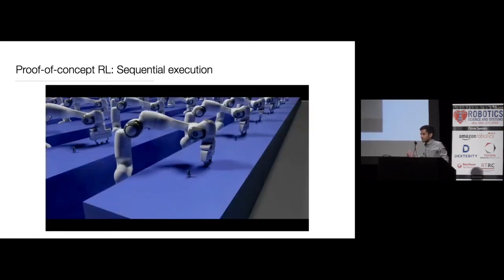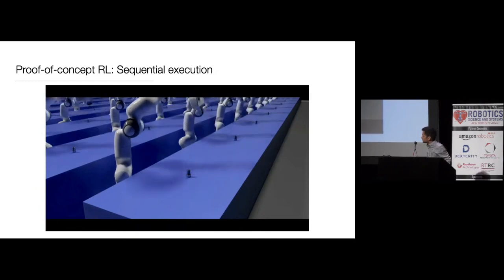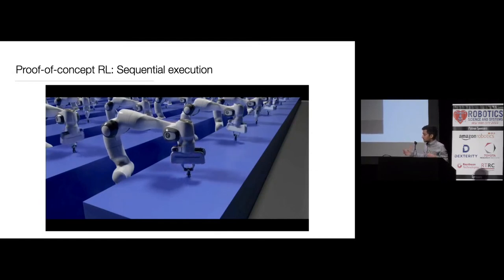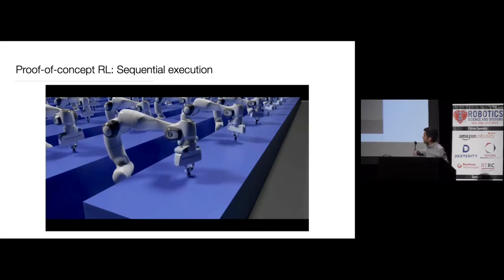We then focused on sequential execution of these sub-policies. We used a very simple policy chaining scheme whereby the output states of policy n were used to define the randomization bounds of the input states of policy n+1 during training. And we achieved successful execution of pick, place, and screw in sequence.